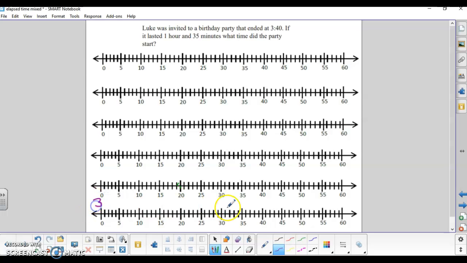All right, I label at 3:40. And I have 2 o'clock, 1 o'clock, 12 o'clock, 11 o'clock, 10 o'clock. I need to go back 1 hour and 35 minutes. 1 hour, 5, 10, 15, 20, 25, 30, 35. So that means that the party started at 2:05.